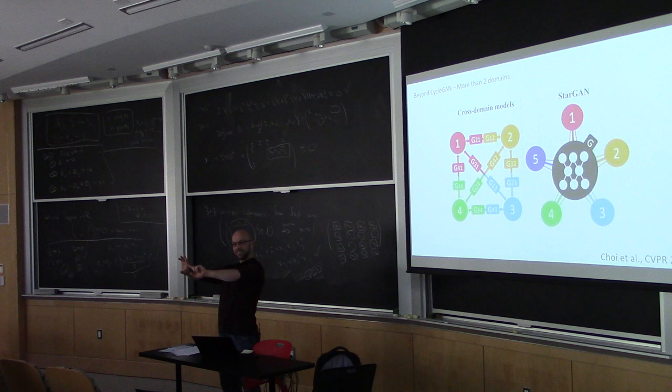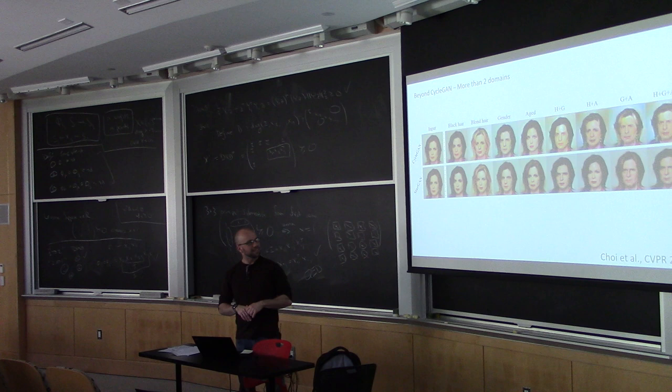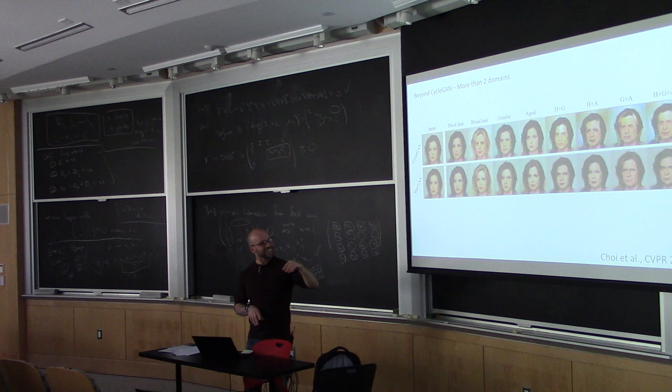Right, and this allows them to do things like take an image and do black hair, blonde hair, and then gender and age and different combinations thereof, with remarkably creepy results. I feel like there's a Charlie Sheen scale that goes to the right here. I don't know. Right, and there are many other techniques for doing that.